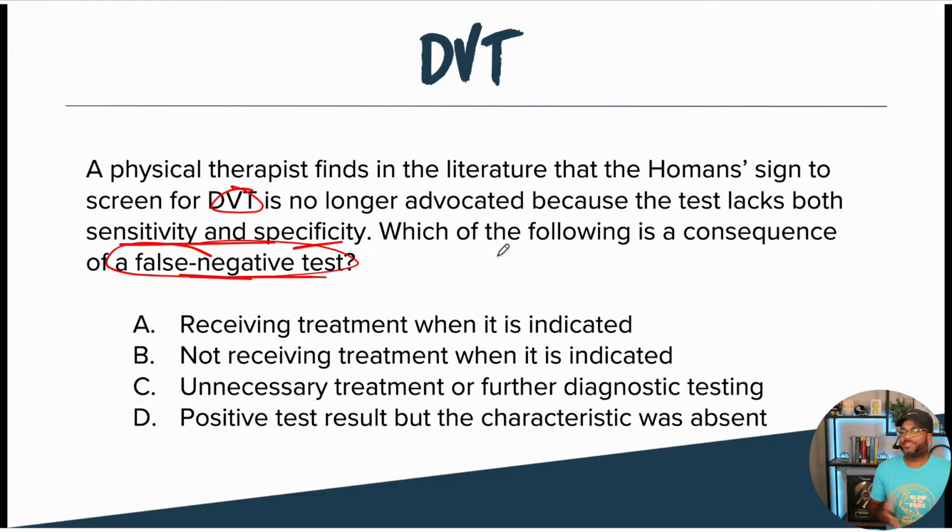Especially things like, let's take the example of HIV, right? If you have HIV, you want to definitely test positive. What if you had HIV and tested negative? That would be a bad thing, right? Well, that would be a false negative test. So, A, receiving treatment when it is indicated. Well, if you tested negative, then it's highly unlikely you're going to receive treatment. So A cannot be the right answer.